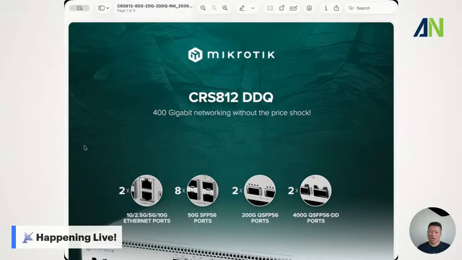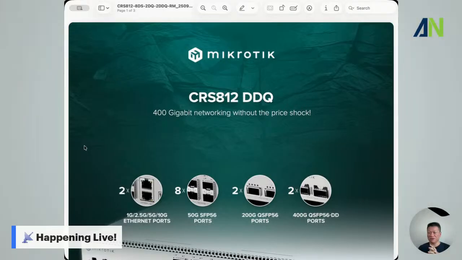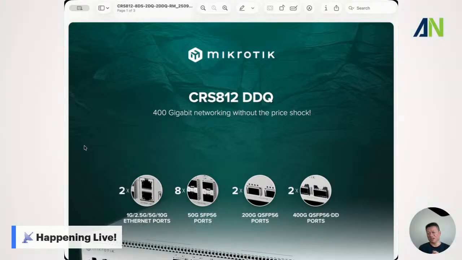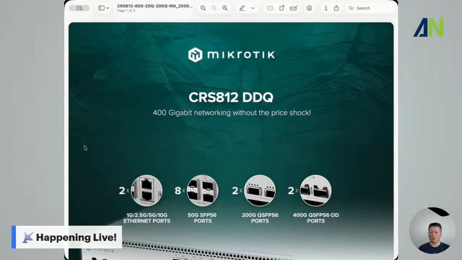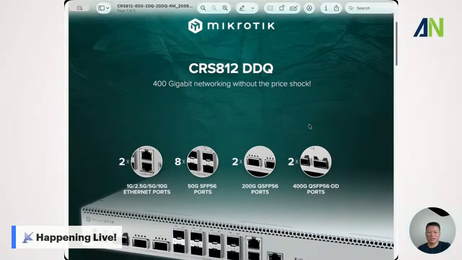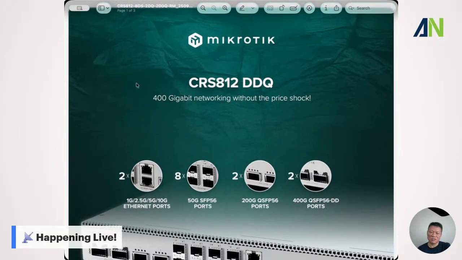We received this unit. We are probably the earliest receiver of the units in Asia for the CRS812, and this is also the latest model from MikroTik. We have been looking forward to such devices, particularly a switch that can cater for ports above 1 gigabit per second. This CRS812 DDQ is the first switch from MikroTik that supports a 400 gig interface.